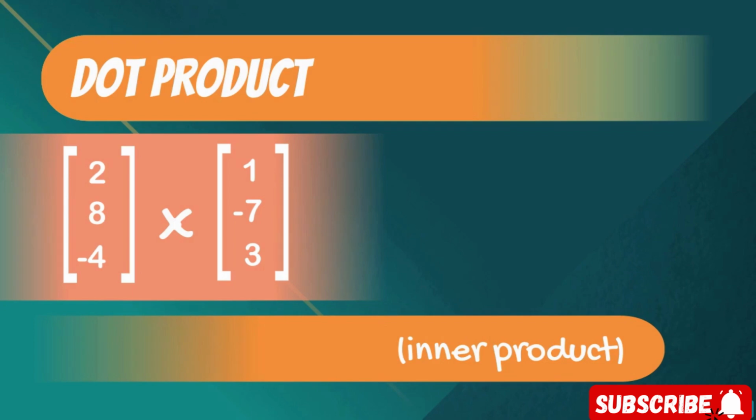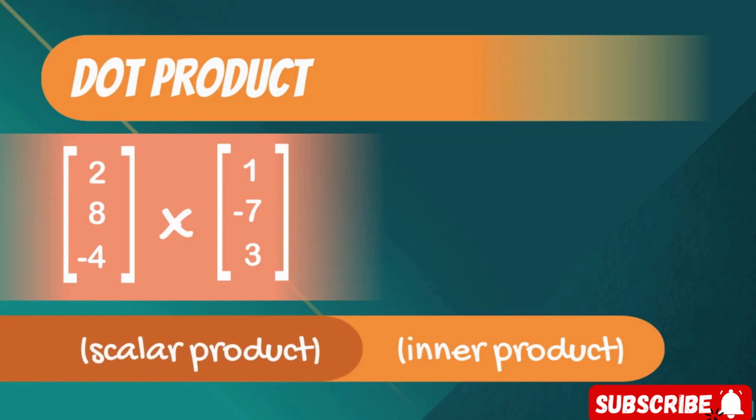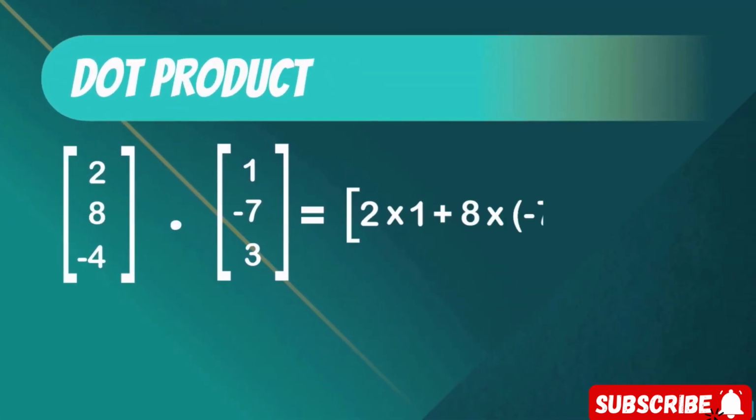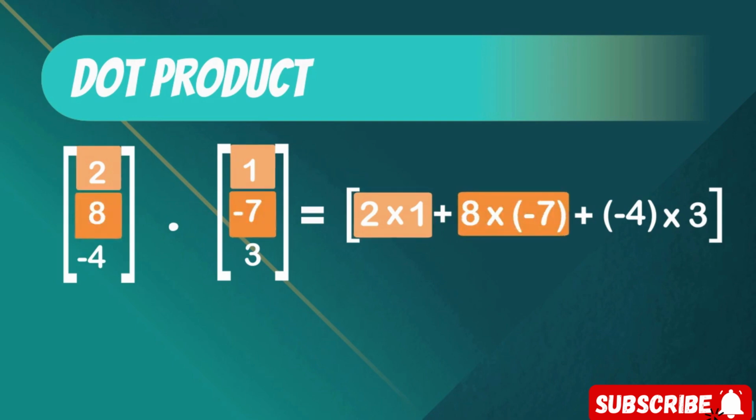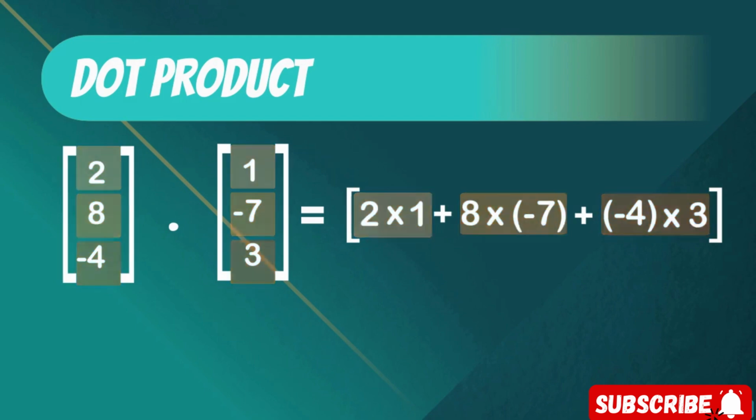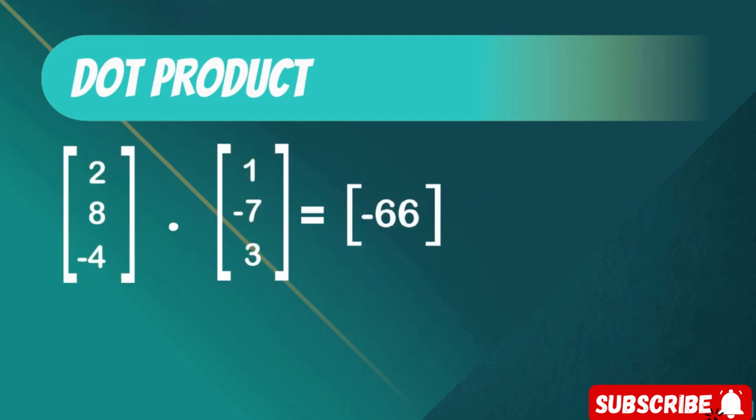The dot product, however, is heavily used. When people talk about multiplying vectors and matrices, that's what they mean. Other popular names for the dot product are inner or scalar product. The notation is a dot, signifying it is the dot product. It works like this. We multiply each two corresponding elements and find their sum. For our case, the expression is as follows: 2 times 1 plus 8 times minus 7 plus minus 4 times 3. The result is minus 66.